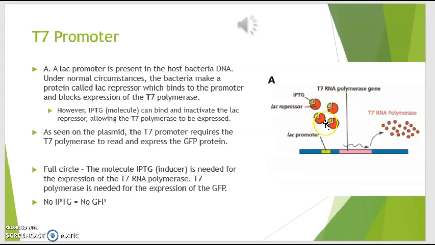So whenever the IPTG is present, the T7 RNA polymerase is turned on. It makes T7 RNA polymerase, and T7 RNA polymerase can then go and read the GFP gene and make the GFP protein. So in big terms, because this can be a lot, the IPTG is an inducer and is needed for the expression of the T7 RNA polymerase. You have to have IPTG in order to make T7 RNA polymerase. T7 RNA polymerase is needed for the expression of GFP. If you do not have IPTG, then you will not make the GFP protein, because that gene cannot be read.